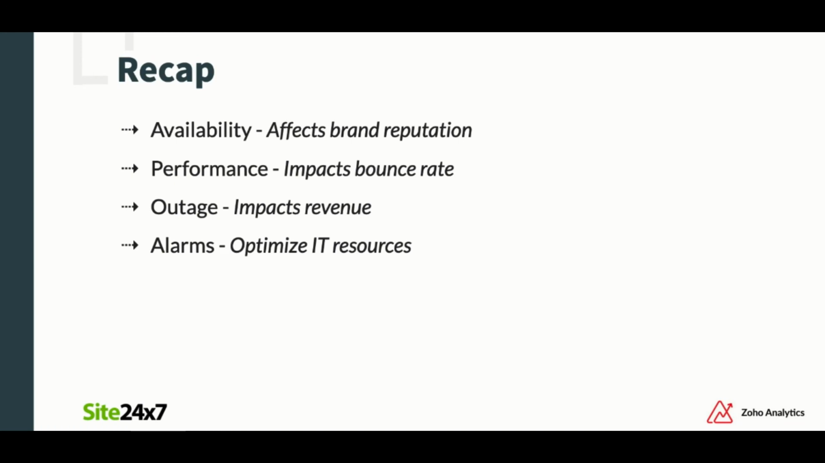Then we moved on to performance, where we said high performance rates help you keep your bounce rates low, whereas low performance of websites boosts your bounce rates, and finally leads to a loss of customers. Then we moved on to outages, where we understood how outages could lead to an increase in churn rates that could impact your revenues. And then finally, we closed the webinar with alarms, where we said how teams could be proactive in understanding the alarms to realign or optimize their IT resources.